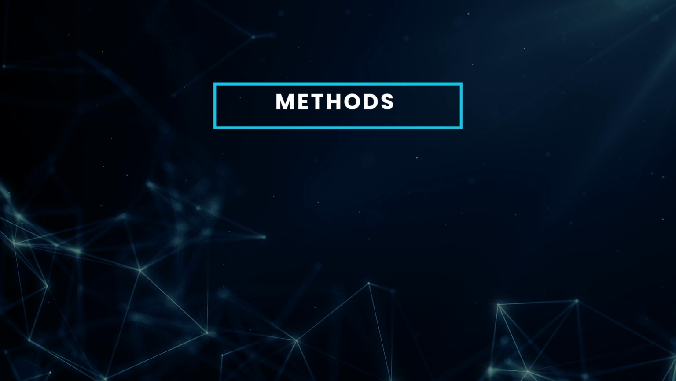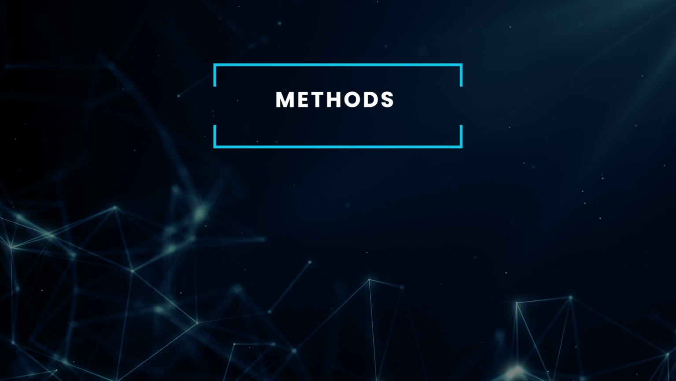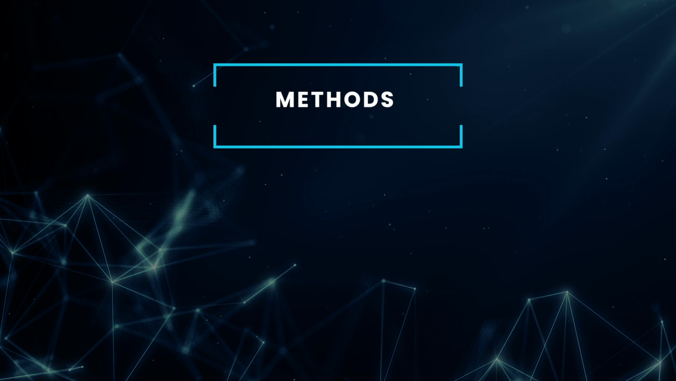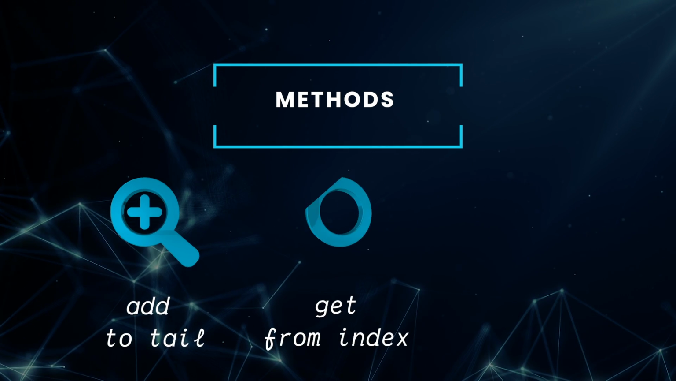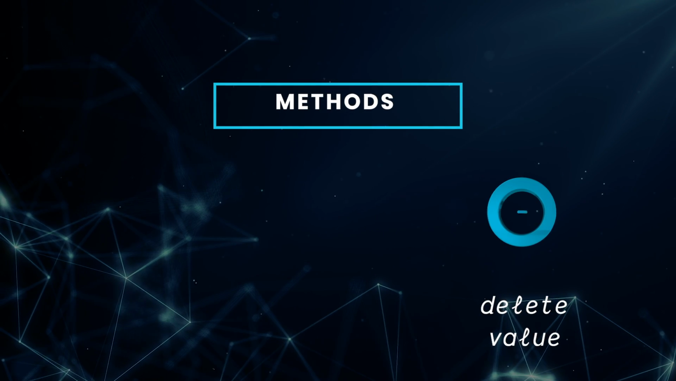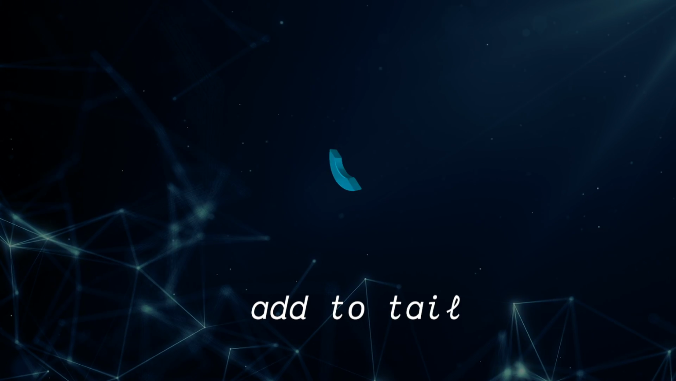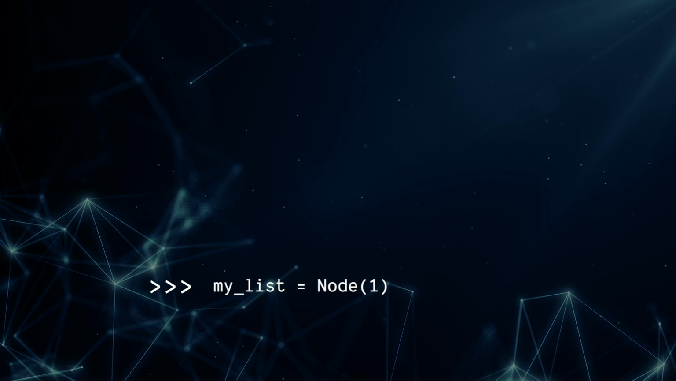Let's think of methods we'll definitely need in our interface to do different things to our list, namely add to tail, get from an index in our list, and to delete a value from the list. Let's start off with the add to tail method. We'll initialize our list with a new node.